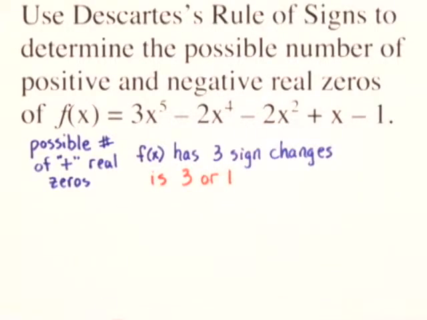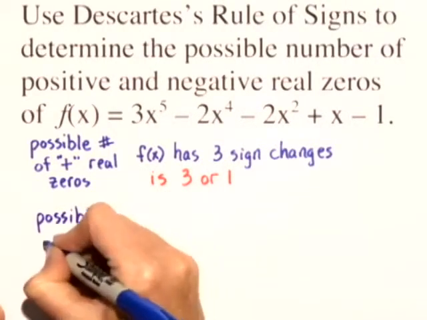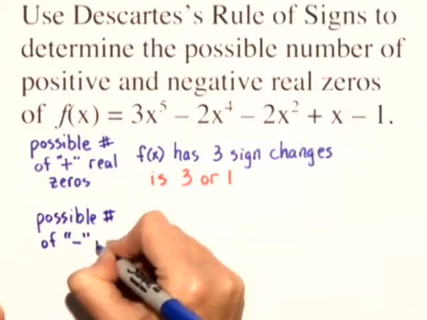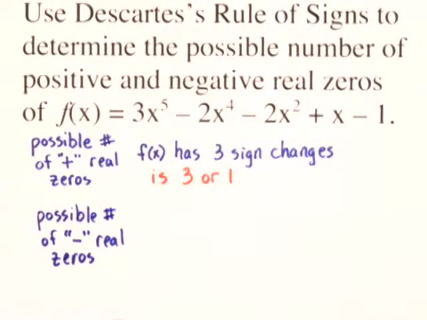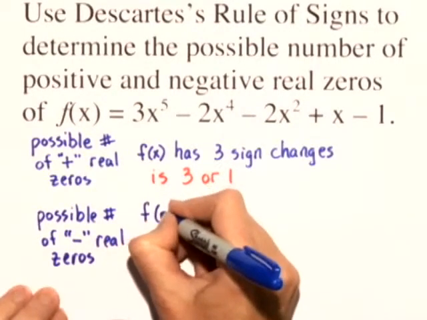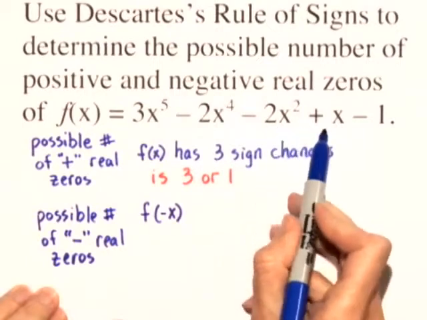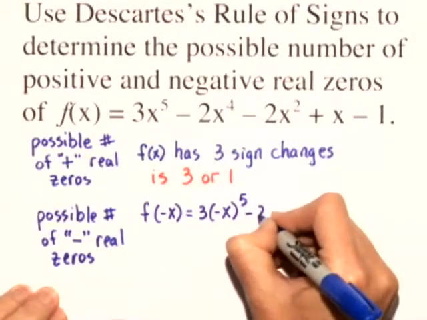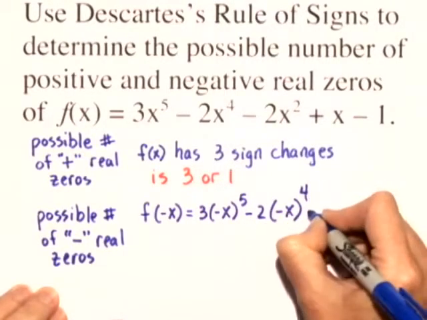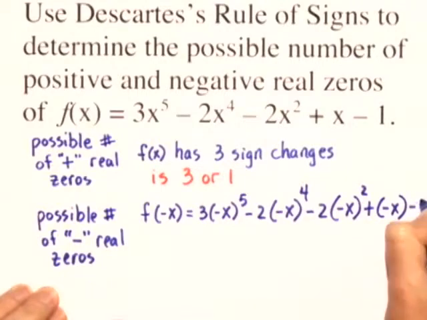Now we need to look at the number of possible negative real zeros. So in order to determine the possible number of negative real zeros, we have to look at f of negative x. So we need to do a little calculating here. F of negative x means we substitute negative x everywhere we see an x in our original function. And we get 3 times negative x to the fifth minus 2 times negative x to the fourth minus 2 times negative x squared plus negative x minus 1.